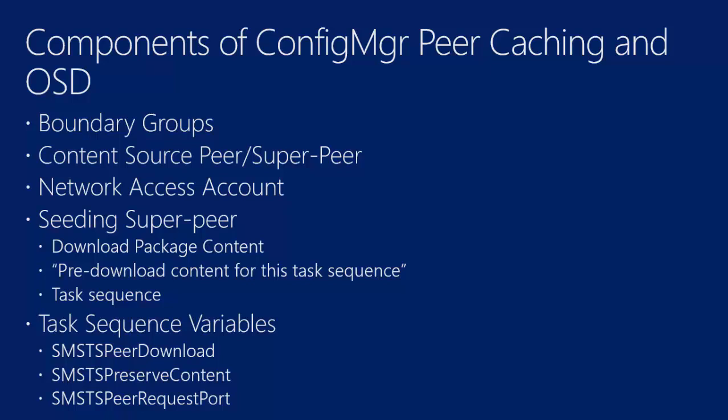So that's what the SMSTS preserve content does. And then the SMSTS peer request port. There is a port defined by default on clients that you will talk back and forth on to retrieve content. This just allows you to alter that port if you need to and specify a different one. And again, you'll see all of this again. But these are just an introduction to some terms and concepts and so on as we start to work our way toward demo.